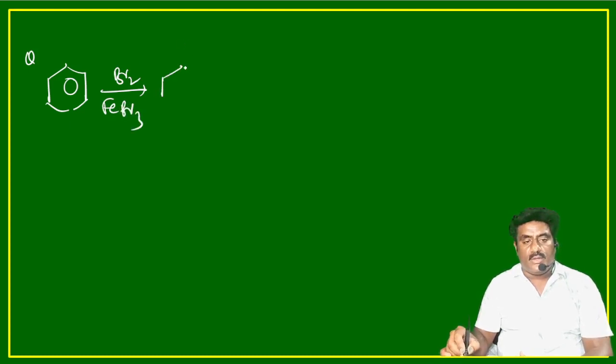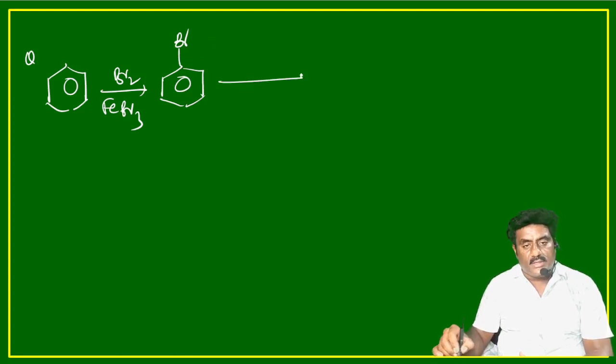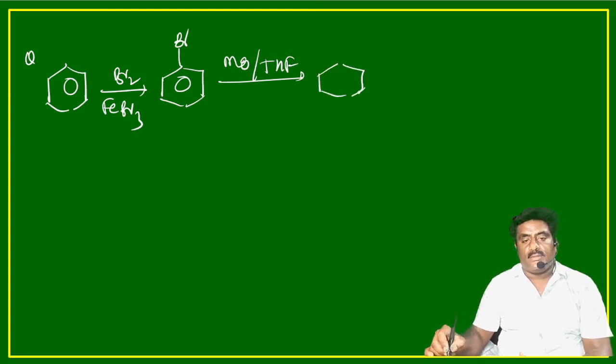I'm taking one reaction. This is the question. Benzene with bromination in the presence of ferric bromide gives bromobenzene. Again, it is treated with magnesium in tetrahydrofuran. What happens? It gives phenyl magnesium bromide, MgBr.